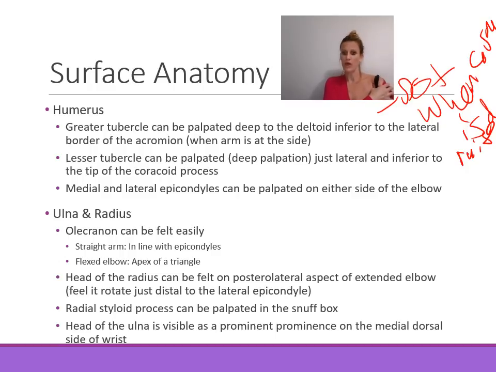If you're not sure if you have it or not, rotate the arm. If you rotate the arm back and forth like this, you can feel the rotation of the lesser tubercle. That lets you know that's what it is. So rotate.